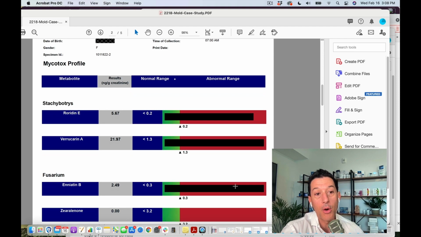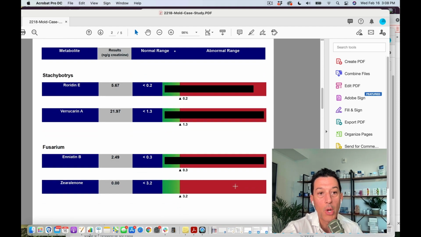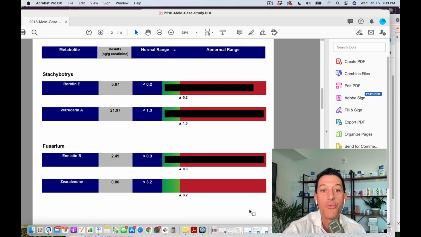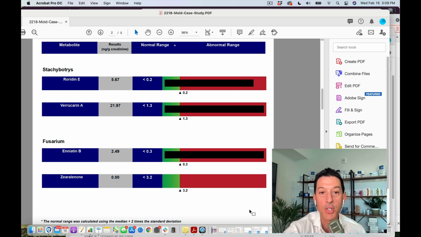All right. But now we start to move down to different mold-based exposures. These come from environmental exposures, still like water damaged apartments, etc., or in the air. However, these are found in a lot of, we'll call it dry goods, grains or beans or legumes or nuts or anything packaged that could be exposed to mold, right? It could grow over time. So these are the Stachybotrys. That's how you pronounce that, Stachybotrys. And that's Roridin and Verrucarin.